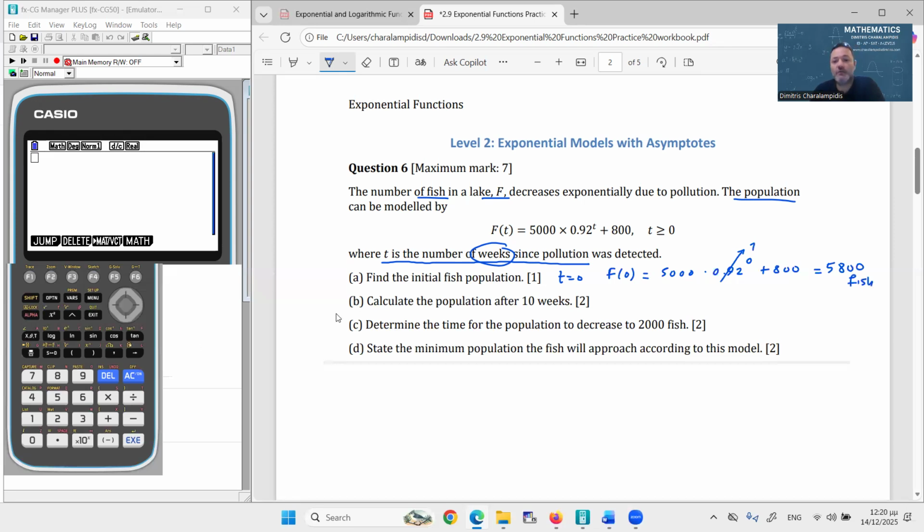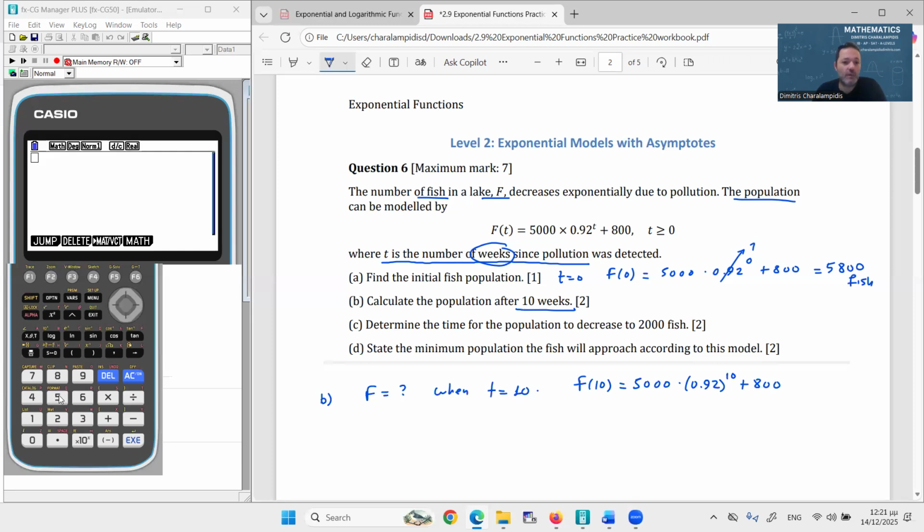Calculate the population after 10 weeks. T is measured in weeks. We need the population after 10 weeks, so we need to find the value of F when T is 10. This means that we will use a calculator where we will go on the given equation, and instead of T, we'll substitute 10. F of 10 is 5,000 multiplied by 0.92 to the power of 10 plus 800.